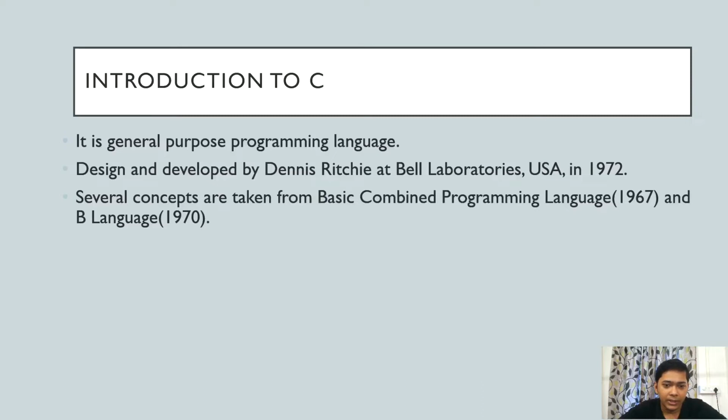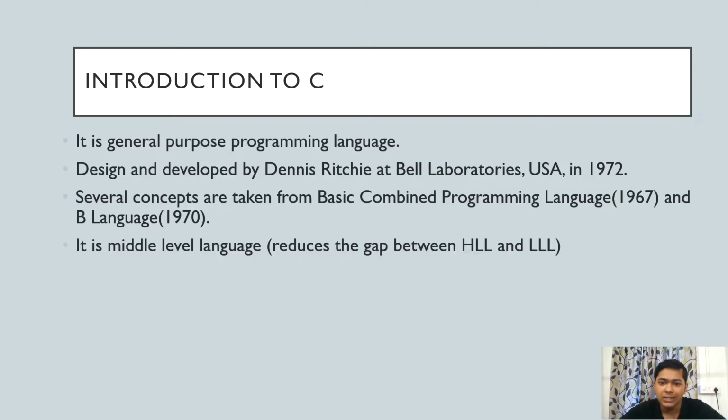Okay, then actually C programming is a combination of Basic Combined Programming Language, which was developed in the year 1967, and B language, which was developed in 1970. Okay, from these two languages many features, many concepts, many advantages have been taken together to develop C programming with some extra features. So I'm not going to elaborate about Basic Combined Programming Language and B language here, because here we are talking about the C programming language.